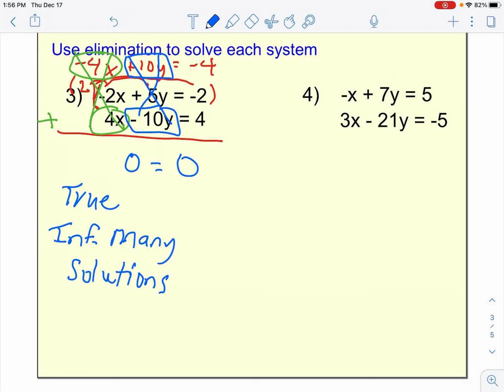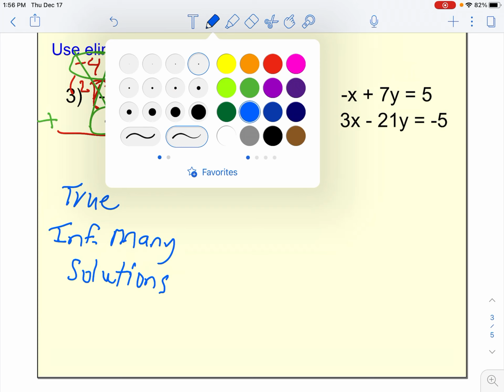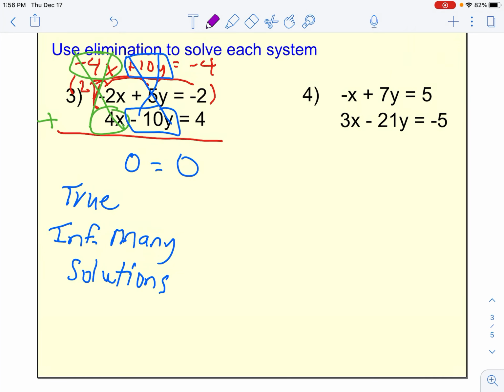Okay. It's your turn to solve number 4. So pause the video and see if you can solve number 4 correctly. Go ahead and not only multiply to figure out what eliminates, but also finish solving before you restart the video.